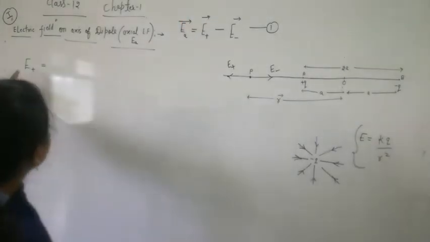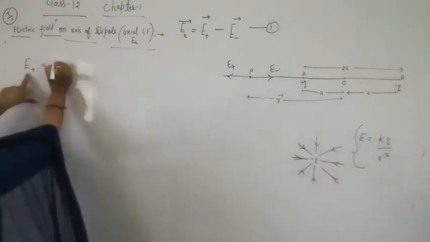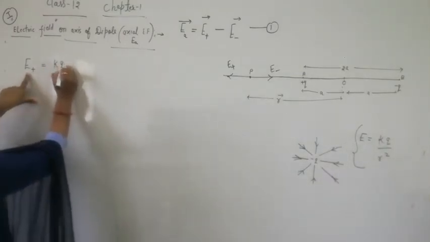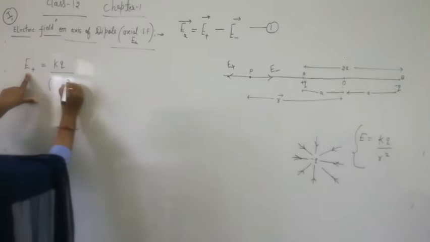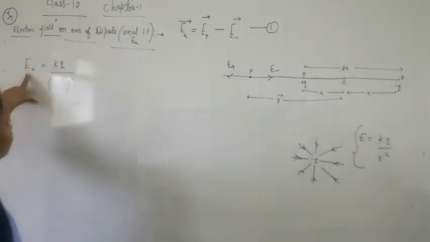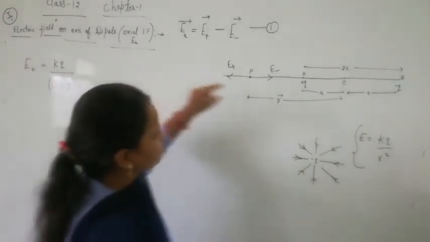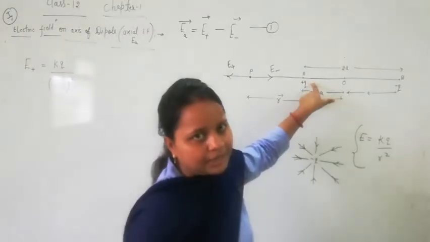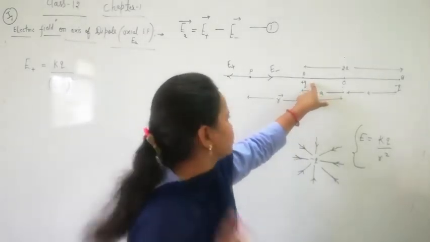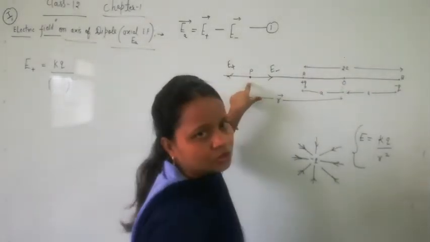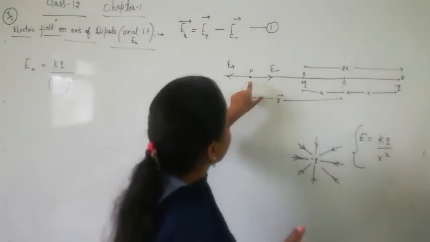Okay? Then E plus, the electric field, is what? KQ upon the separation distance squared. Where is the positive Q? Positive Q is here and the target point, or observation point, is point P. So we are calculating the electric field at point P.